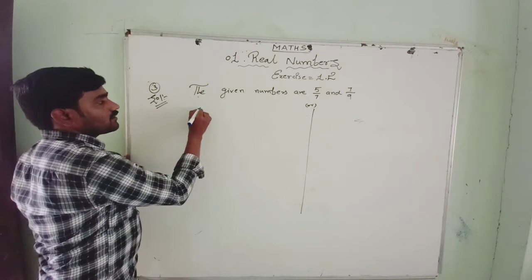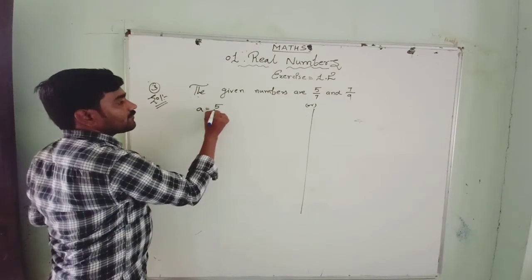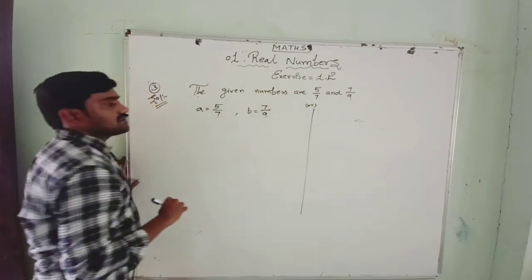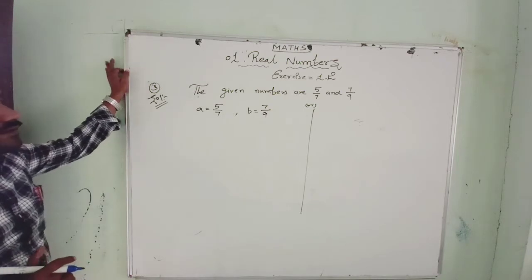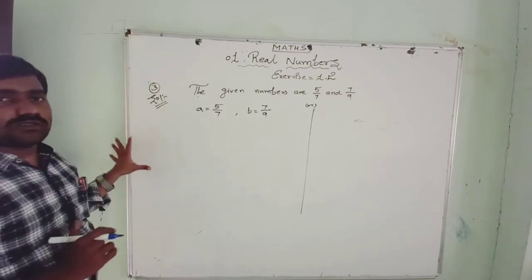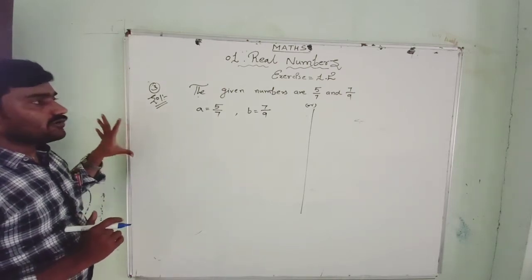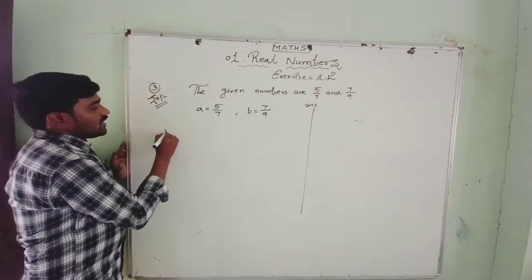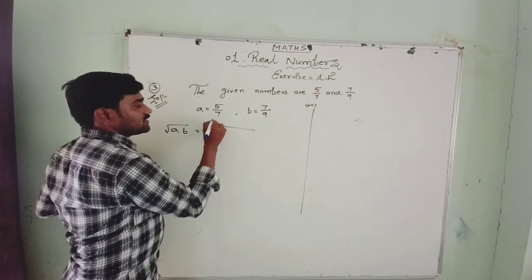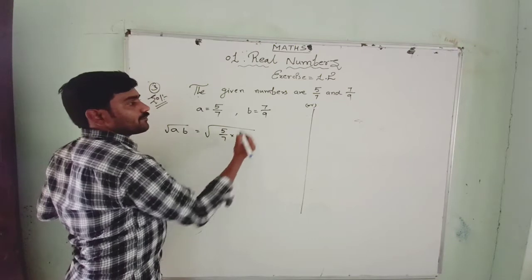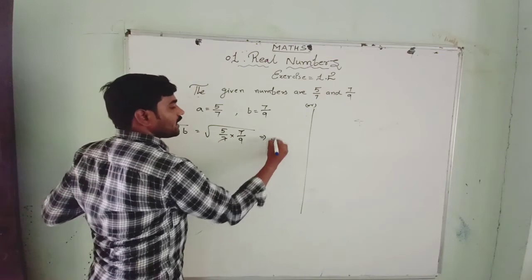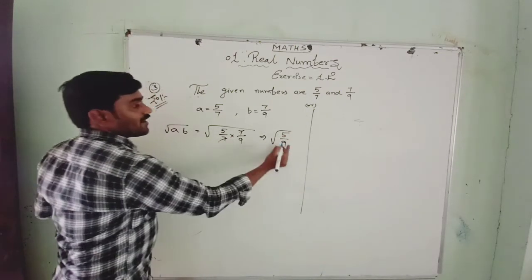5 by 7. Okay. Here you assume A equal to 5 by 7. B you take as 7 by 9. Then here the under root of AB method you can use for the irrational numbers. Here under root of AB, that means under root of 5 by 7 into 7 by 9. See, the 7s get cancelled, so we can write here under root of 5 by 9. 5 by 9 is an irrational number.